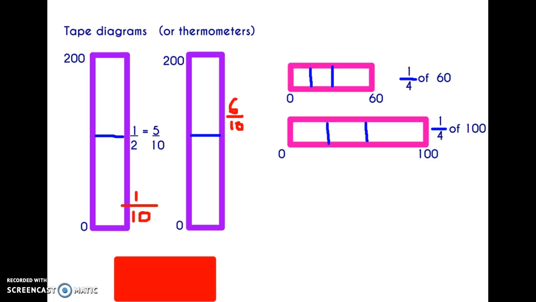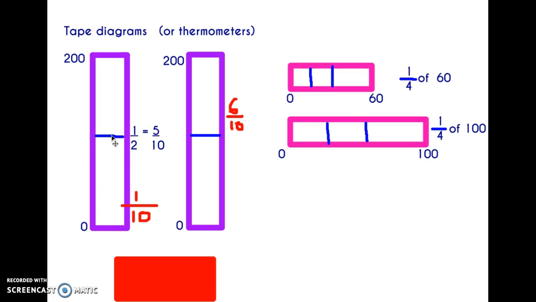We also learned about something called tape diagrams or thermometers. The example in the book was a fundraising example where they showed different grade levels and how much money they were raising. So let's say this percent bar or tape diagram or thermometer shows a total of 200, maybe $200. We need to find where 1/10 of 200 is.